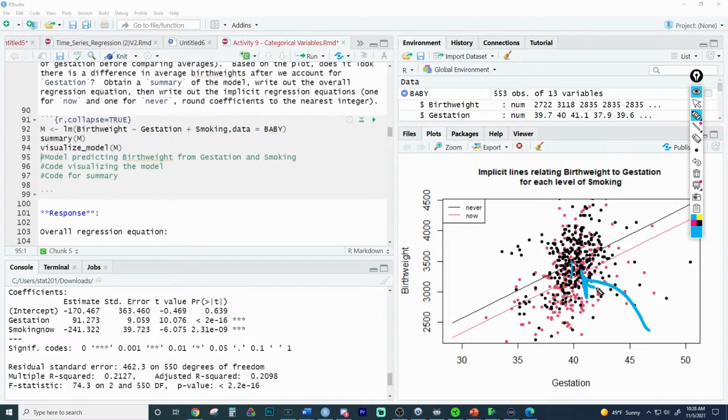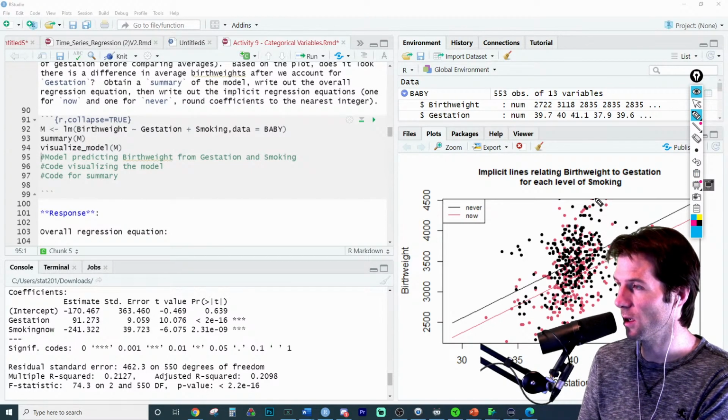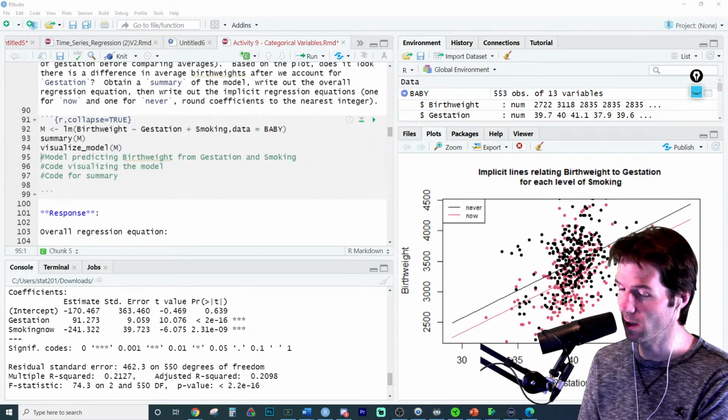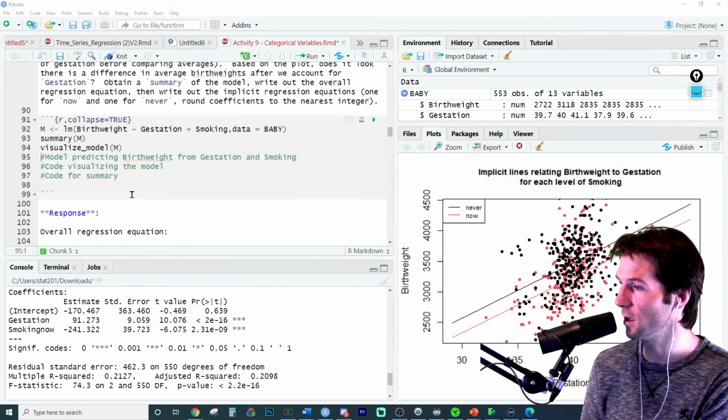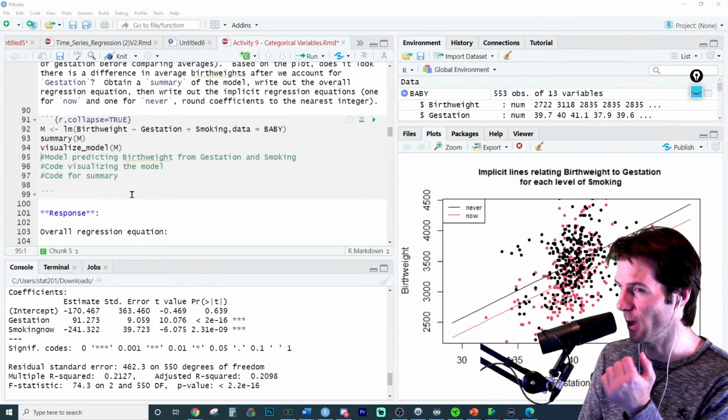That difference between these lines is 241.322. Mathematically, that distance is the expected difference between two otherwise identical mothers who have the same gestation period, because the model is all about that mathematics and is going to solve out for the difference right there. We would expect this to be the difference between the weights of the babies.